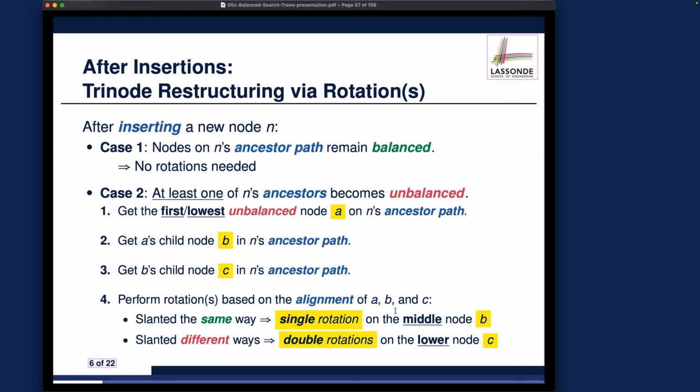maybe they slant to the left and then to the right, in which case you will need 2 rotations to actually restore the balance. And the starting point for the rotation will be the lower node as opposed to the middle node. Right? Just notice the different terminology we are using over here, and the details that might be required for you to perform the rotation.